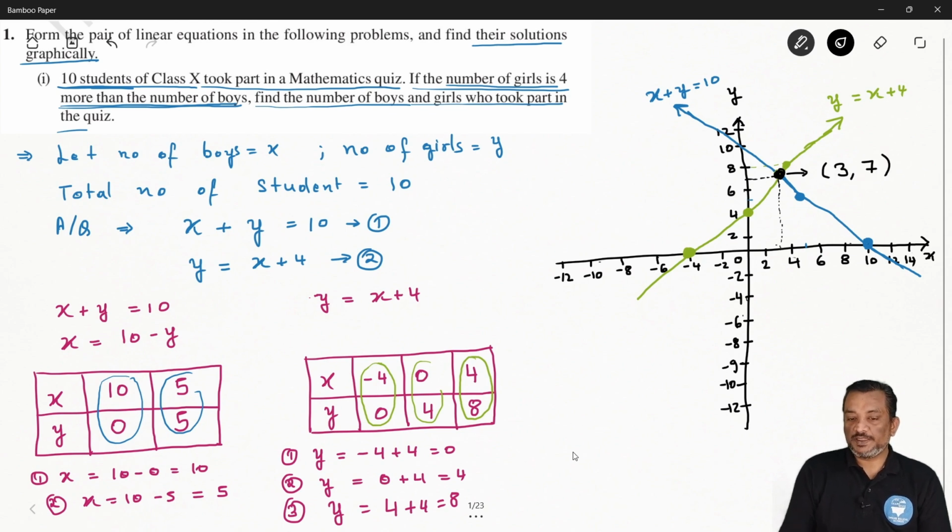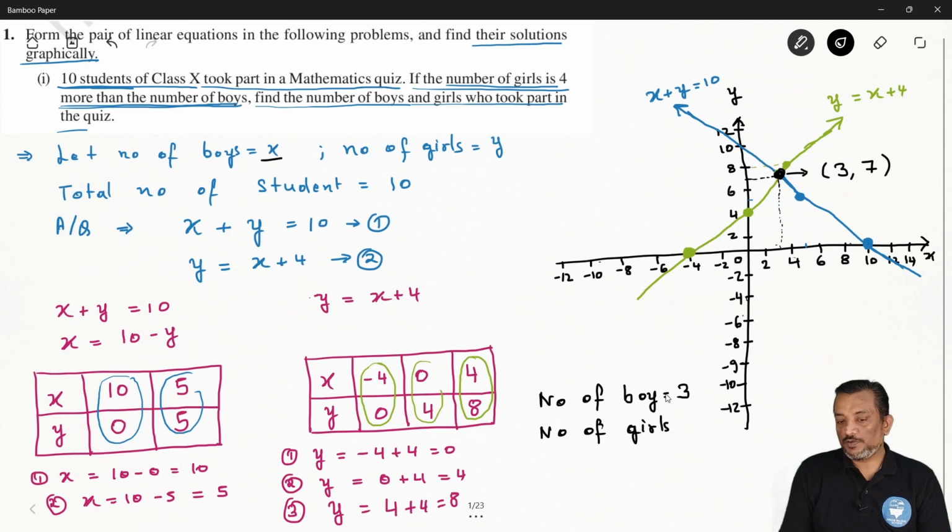Okay, so which means number of x. आपने क्या लिया था, नंबर ऑफ एक्स. एक्स क्या लिया था, नंबर ऑफ बॉयज. So number of boys is equal to 3 and number of girls is equal to how much? Number of girls is equal to, you got 7. So hope you understand this question, how easy a way we have solved. But again neat and clean हमें solve करना है, जिससे आपका नंबर डिडक्ट नहीं हो.